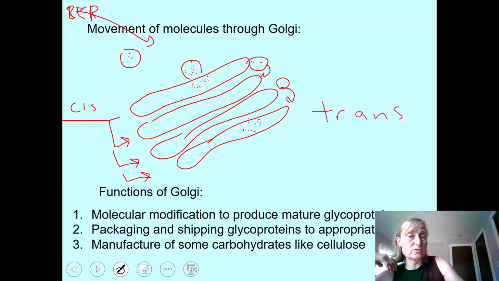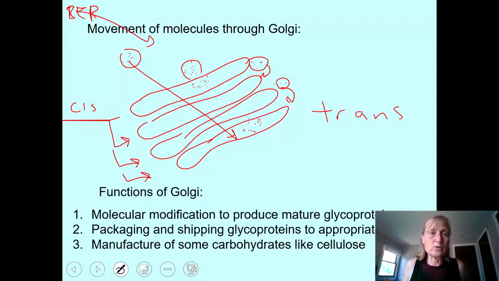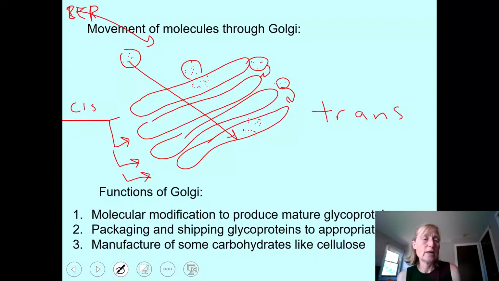Okay? So there's this functional movement of molecules. What's happening to these molecules as they move through the Golgi? I have 3 basic functions that we want to know. One of them is molecular modification. So these proteins aren't quite ready to do their job yet. They might need to have a sugar added to them or a small sugar taken away. So there's modification of the proteins, and what comes out of this is essentially a protein that has some sugar attached, a glycoprotein.